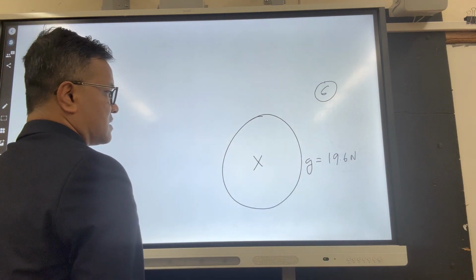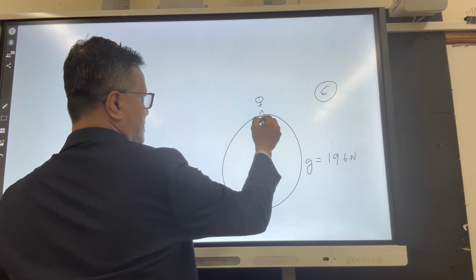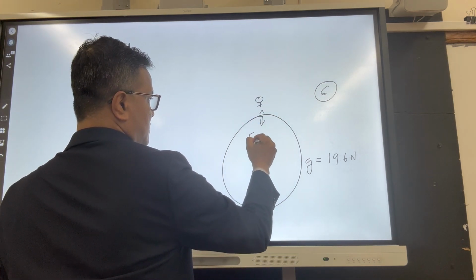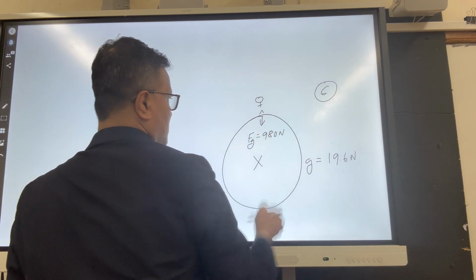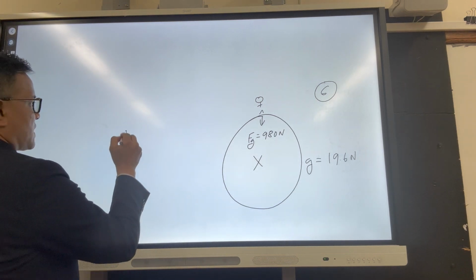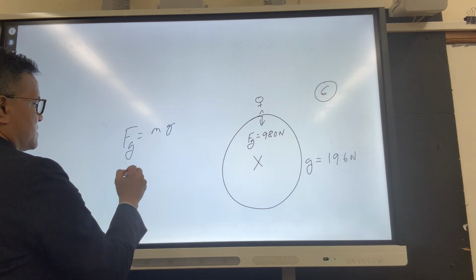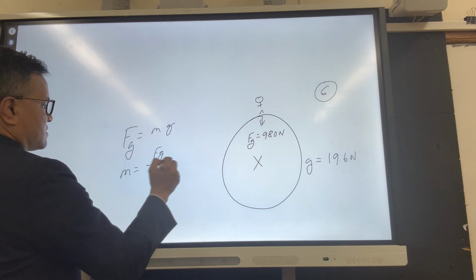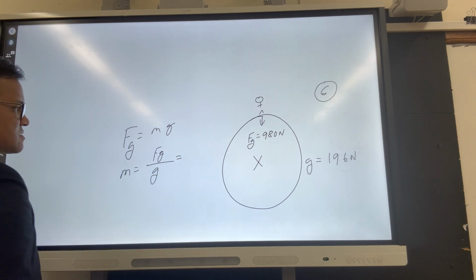Let's say there is an object. The object weight is 980 Newton. What is the mass of this object? Newton's second law: Fg is equal to mg. So mass is Fg, which is weight, divided by acceleration due to gravity on this planet X.